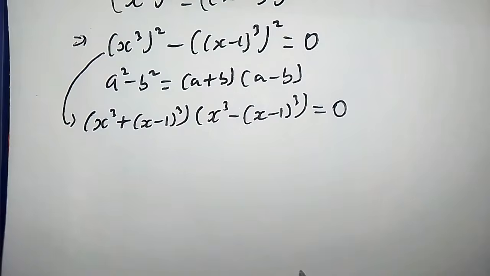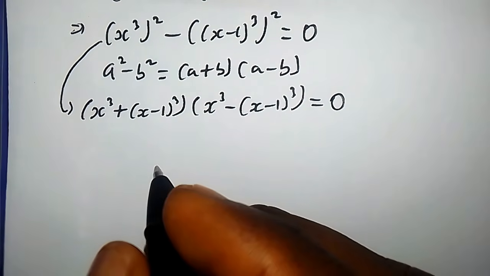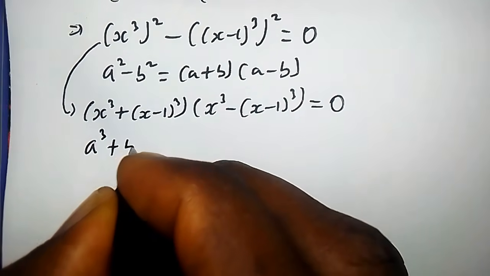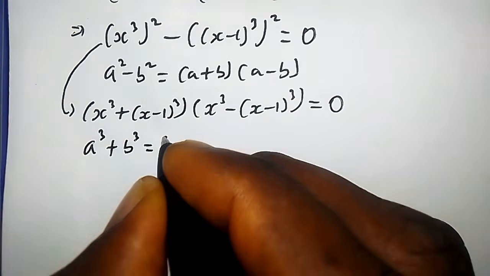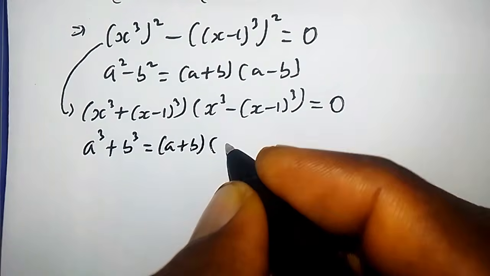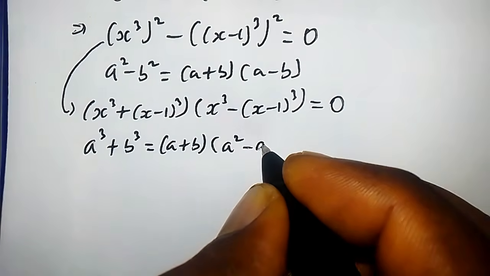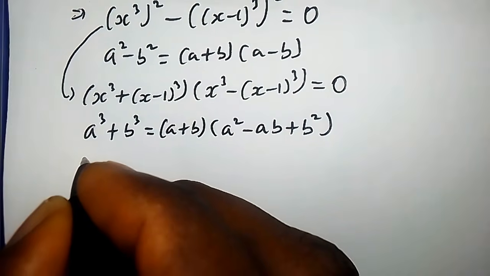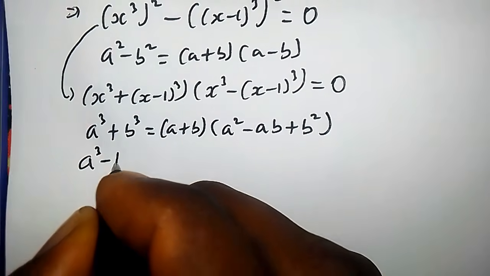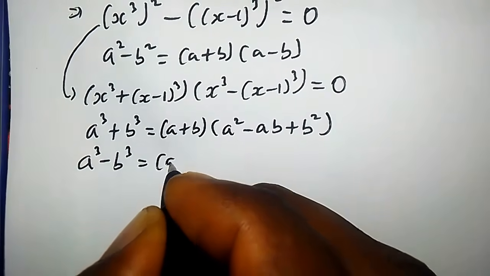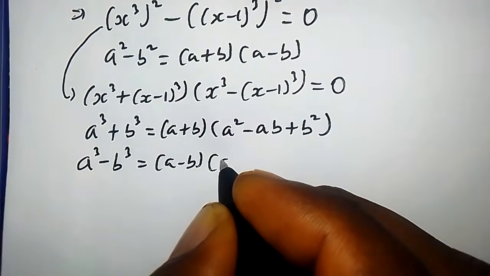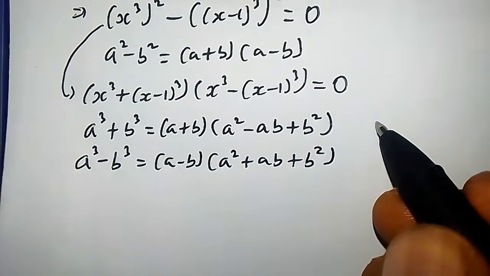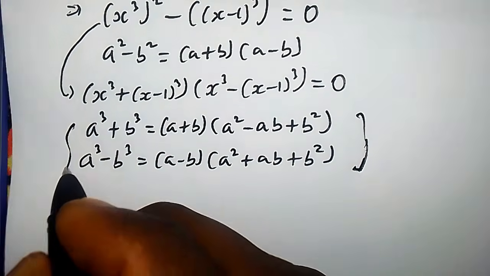Let's continue. At this stage, let us record these two algebraic properties. The first one is the sum of two cubes: a to the power of 3 plus b to the power of 3 is equal to (a plus b) times (a square minus ab plus b square). The second identity is the difference of two cubes: a cube minus b cube is equal to (a minus b) times (a square plus ab plus b square). Take note of these two identities, very important.